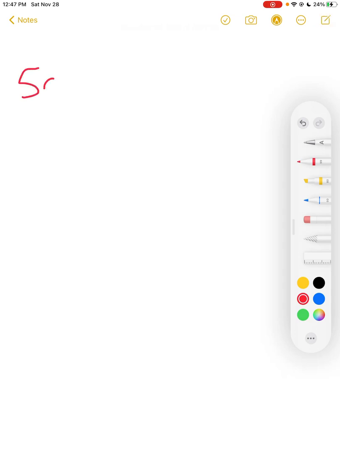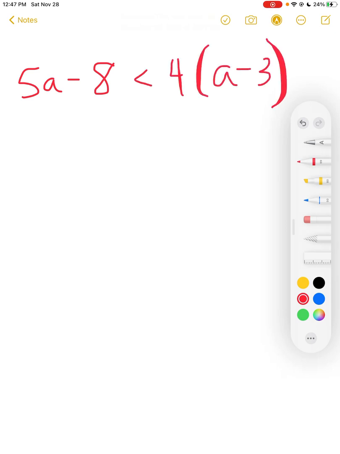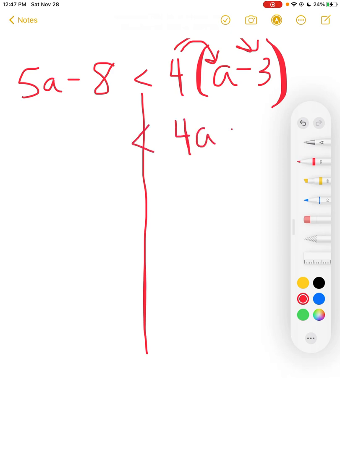5a minus 8 is less than 4 times the quantity a minus 3. So we're just going to start building and adding more in there. So we still see parentheses, so I'm going to take care of that distributive property first before we move on to combining like terms. 4 times a is 4a, and 4 times -3 is -12. My left-hand side, I did not have any parentheses or terms to combine, so that stays the same.